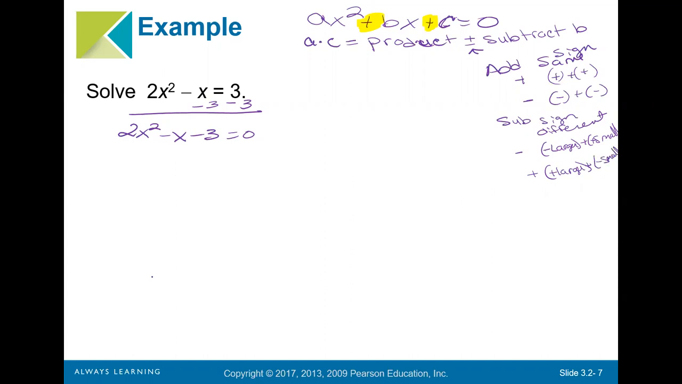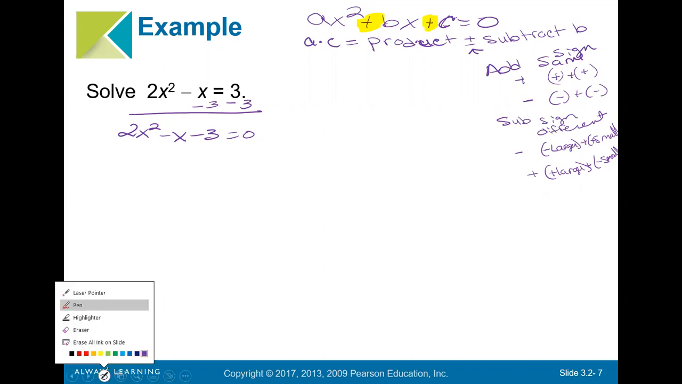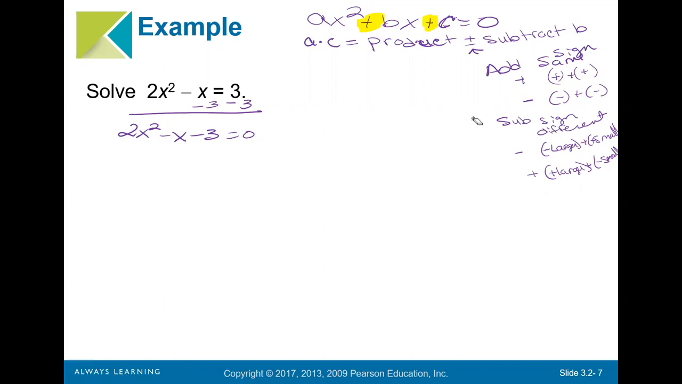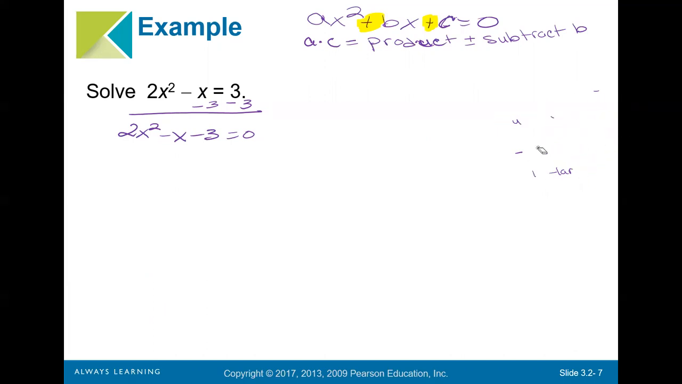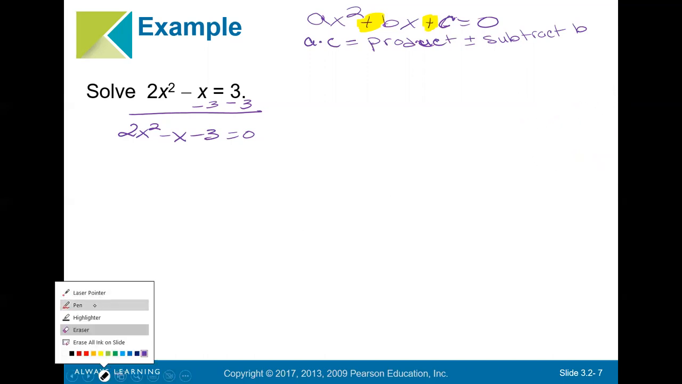Okay, so I'm going to erase this. If you need to pause this to write it down, I encourage you to. This will give me some room, because we're going to factor it, and then we're going to solve for our zeros. All right, let's solve for it.